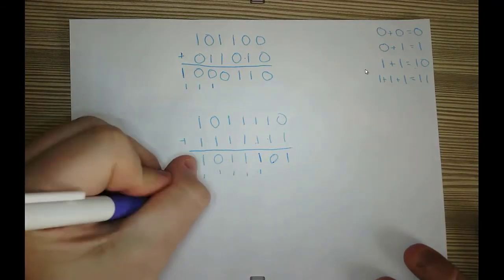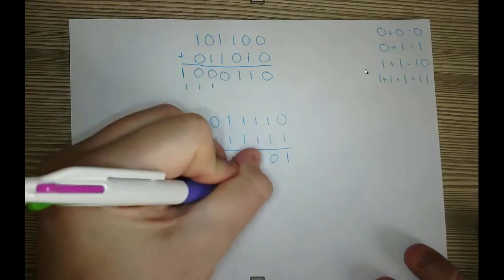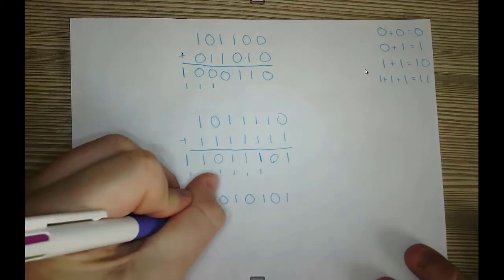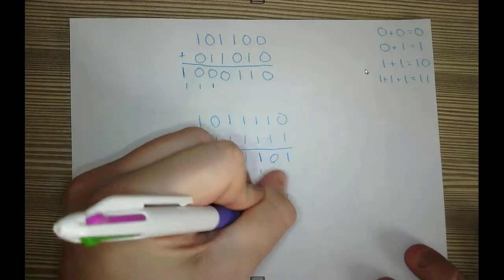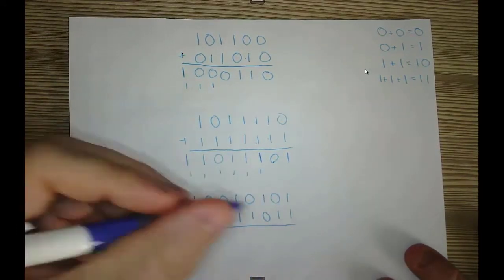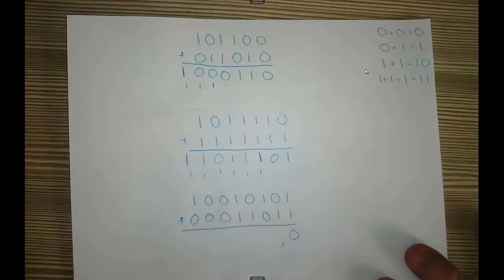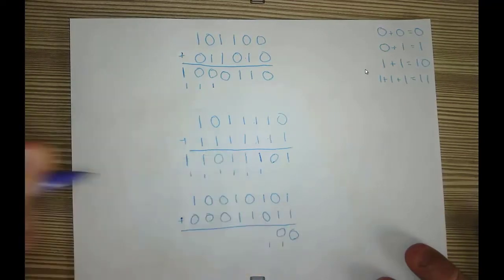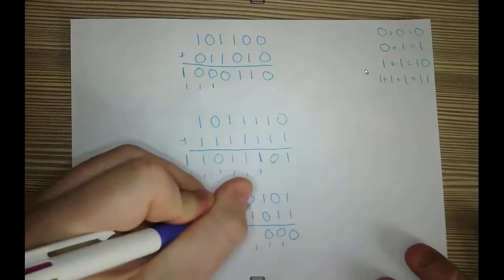One final example then from level 3. 1, 0, 0, 1, 0, 1, 0, 1 plus 0, 0, 0, 1, 1, 0, 1, 1. So 1 plus 1 is 0, carry my 1. 0 plus 1 plus 1 is the same as 1 plus 1, so that's 0, carry 1. Same again, 1 plus 0 plus 1 is 0, carry 1.